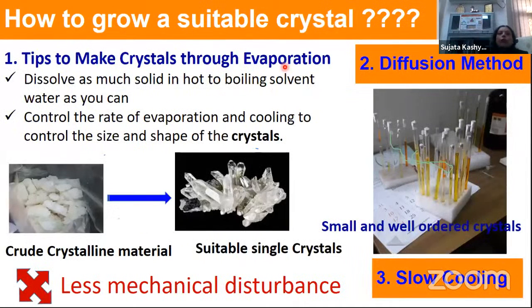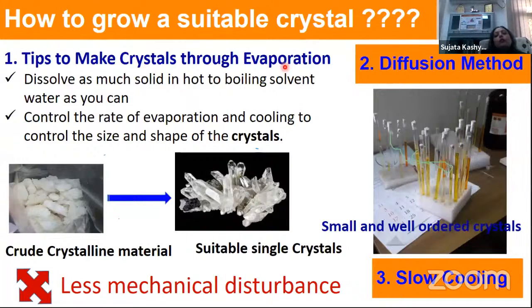Now we know that we have to characterize our molecule, and for that we need to grow a suitable crystal. This is the first and foremost important step for analyzing your substance. For that, we have to grow a suitable, genuine single crystal of appropriate size and shape. And this is the first and foremost important step.